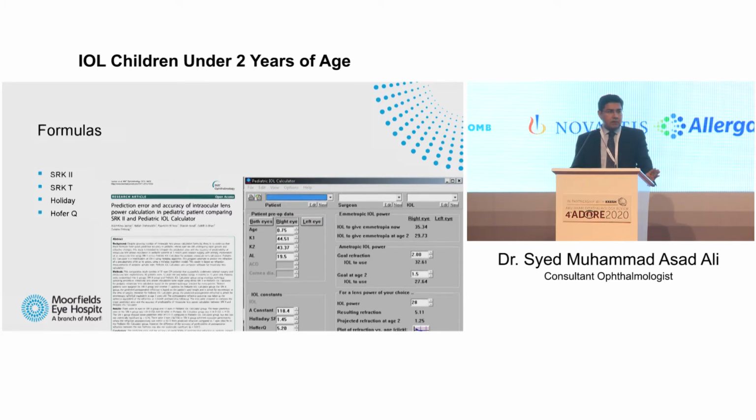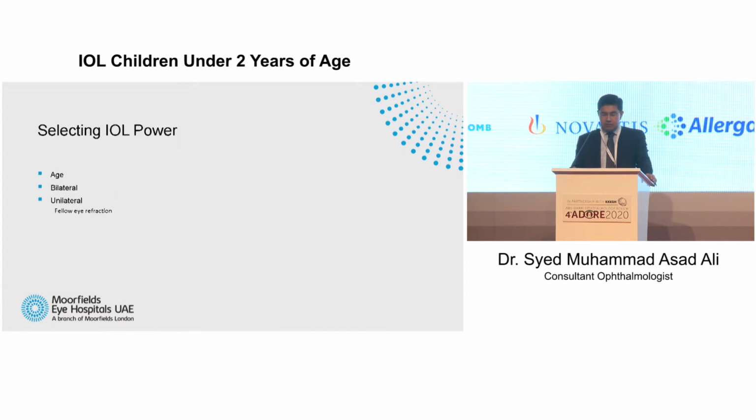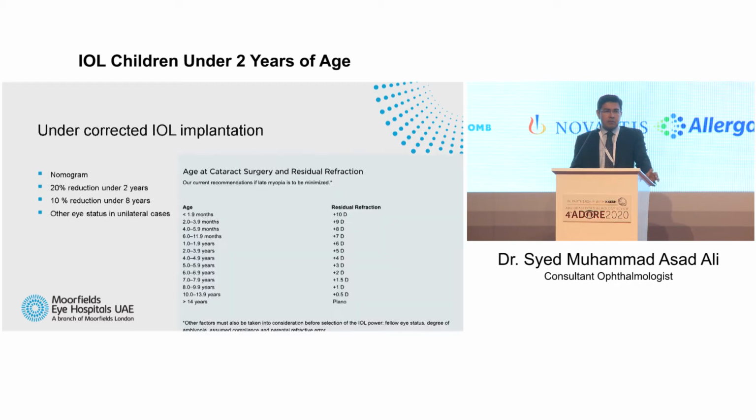There are softwares available in which you can put the age of the child, keratometric reading, axial length, and the age at which you want the child to be emmetropized, and it can give you how much reduction you need to do. So the power of the eye will depend on the age. That's for bilateral cases. In unilateral cases, one thing is very important: to check the refractive status of the other eye, because you don't want to have a big anisometropia.